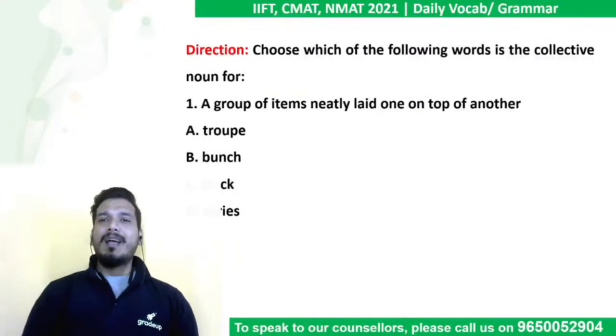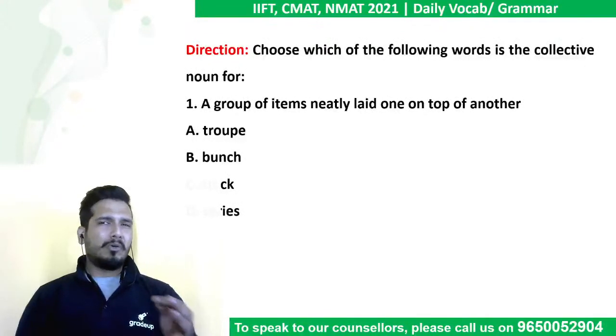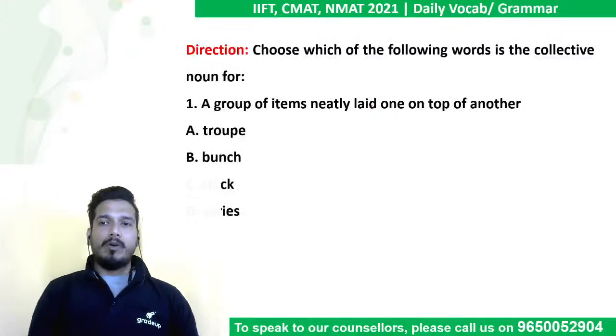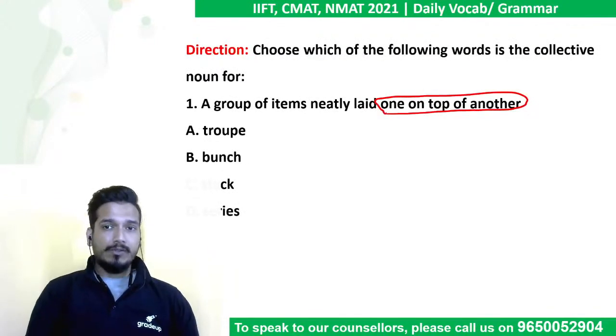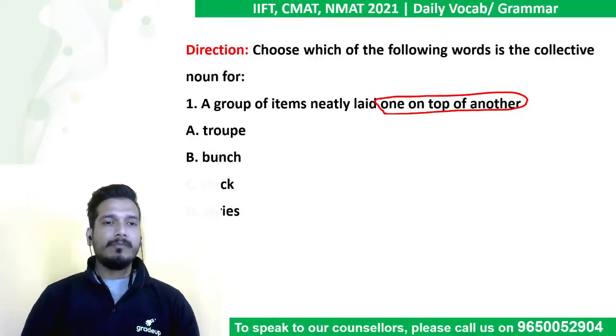Let's get started. All right, the first question goes like this. Choose which of the following words is the collective noun for a group of items neatly laid one on the top of another. So, one on the top of another is an important phrase. A, troop. B, bunch. C, stack. Or D, series.